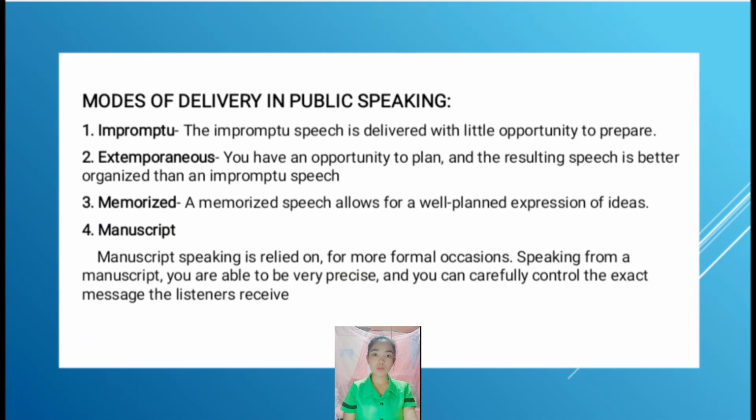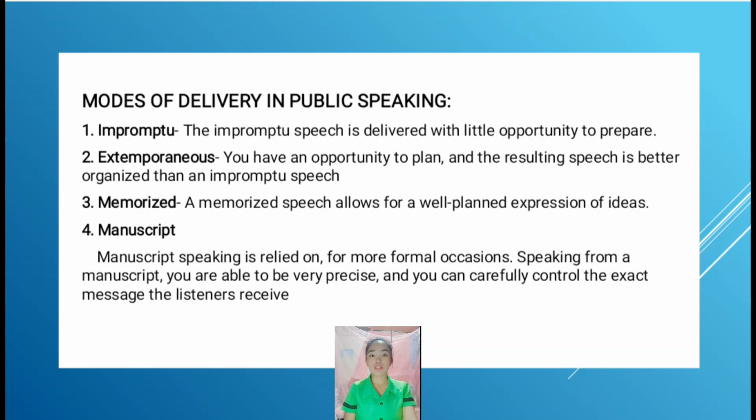Now we proceed to the mode of delivery in public speaking. Number 1 is impromptu. What is impromptu speech? The impromptu speech is delivered with little opportunity to prepare. Its main virtue is that it is spontaneous. Its main shortcoming is that it is usually not well planned.